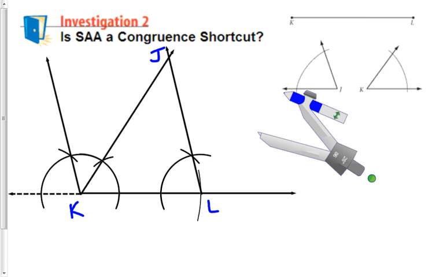Now let's clean this up a little bit. Okay, I've gotten rid of the parts that allowed me to find angle L, and now we see just the triangle that we've constructed. And this is the only triangle that we could construct. So we can conclude that side angle angle is a congruent shortcut.